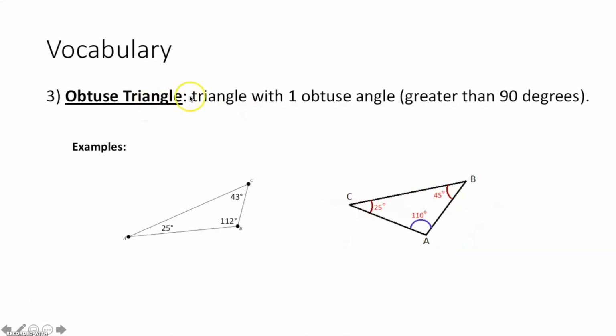Obtuse triangles are triangles with one obtuse angle greater than 90 degrees. So an obtuse angle just has to be greater than 90 degrees, and a triangle only has to have one obtuse angle in order to be considered an obtuse triangle.